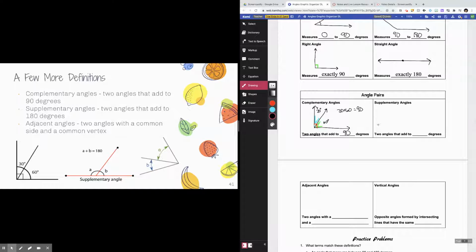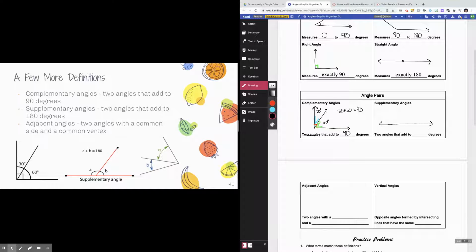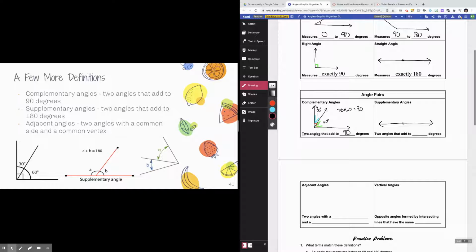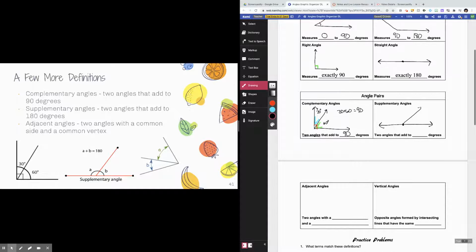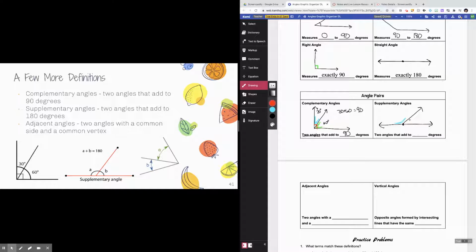Supplementary angles are a very similar thing, but supplementary angles are two angles that add up to 180 degrees. So basically they come together and make a straight line. You can see this larger blue angle right here, and then I'm going to do this one in red, a smaller angle right here, but if you put them together, they make a straight line. They add up to 180 degrees.